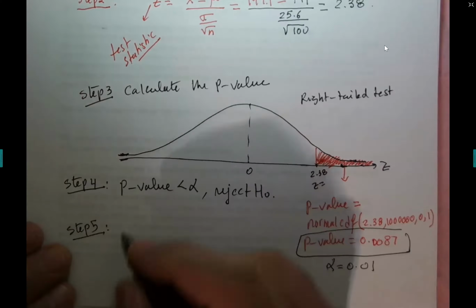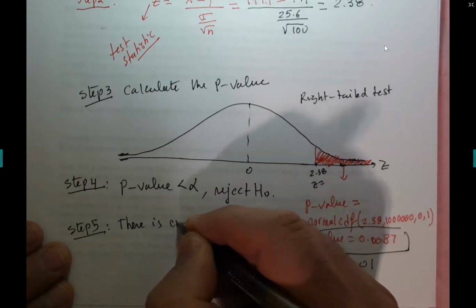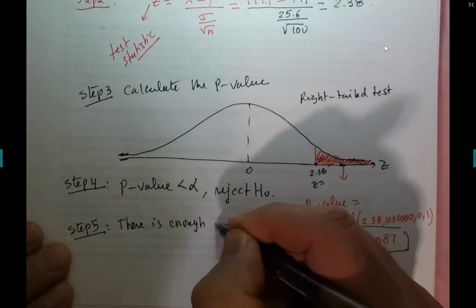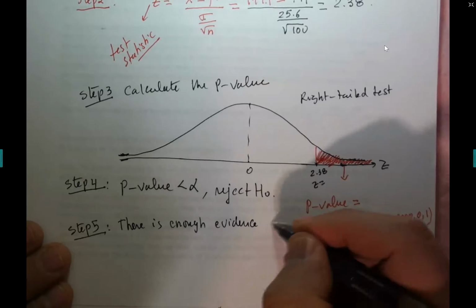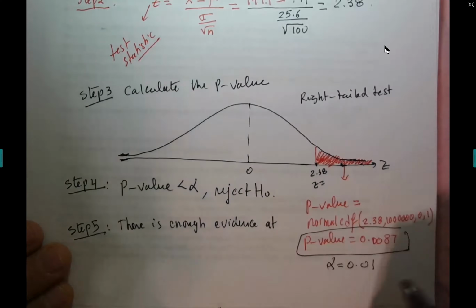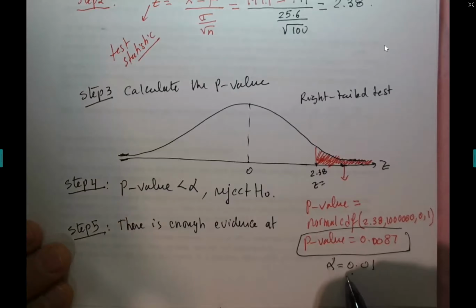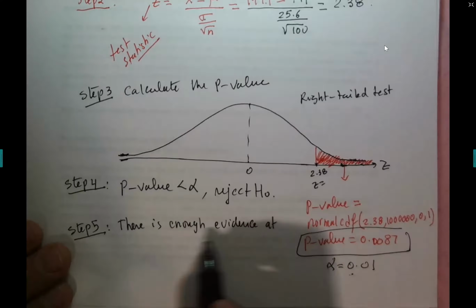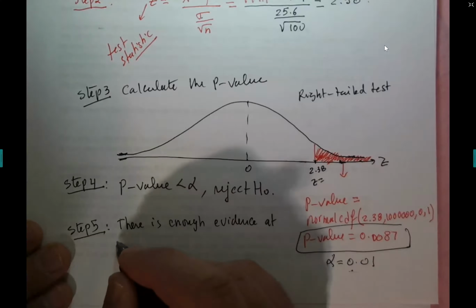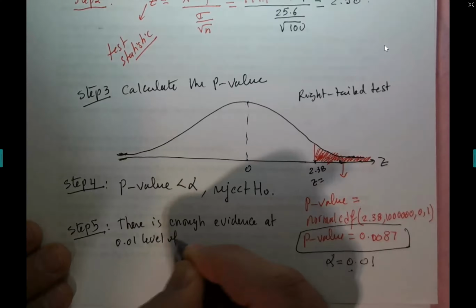You say, there is enough evidence, just like in the trial court. What's the level of significance here? You have to mention to a reader that there is a chance that you made a type 1 error. So you're not going to tell the reader that you're 100% sure. There is enough evidence at the 1%, at the 0.01 level of significance.